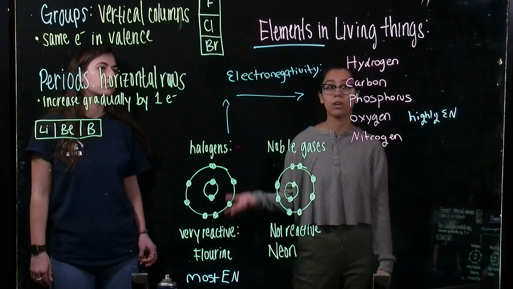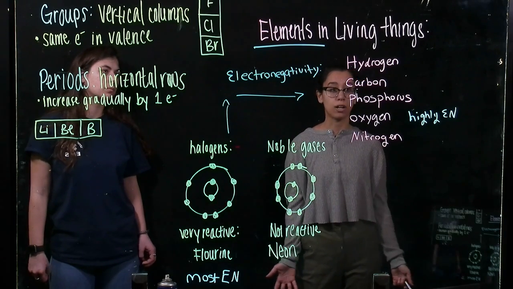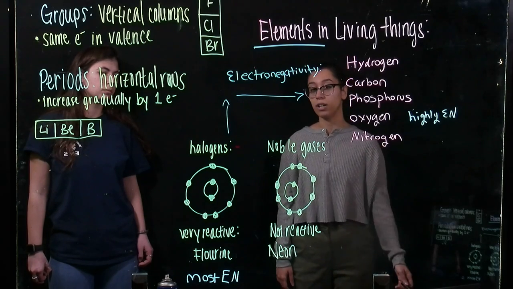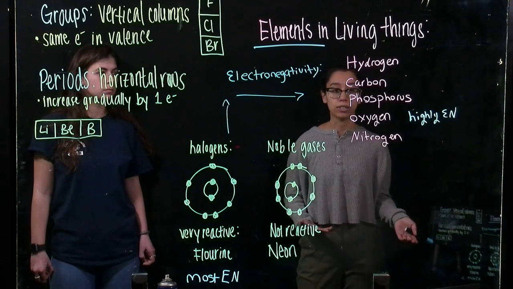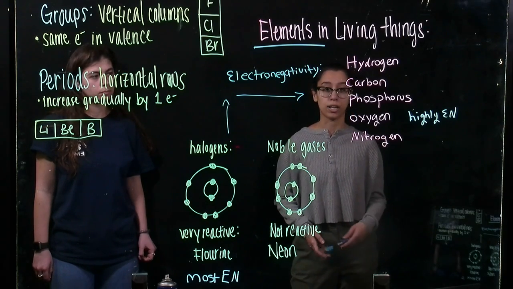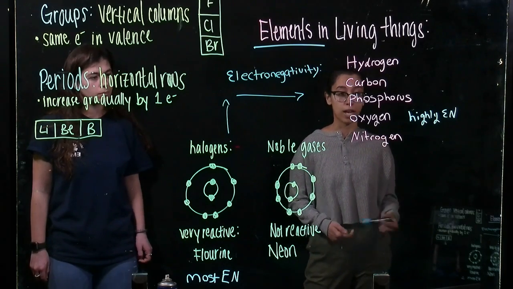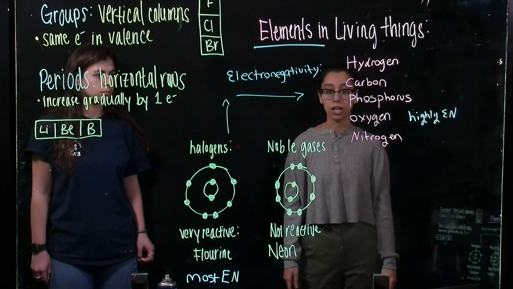And going from there, we can go into elements in living things. For example, hydrogen, carbon, phosphorus, oxygen, and nitrogen are very abundant in our bodies. For example, oxygen is one of the most abundant and one of the most electronegative elements on Earth and in our bodies as well, and they are essential for cells to function.